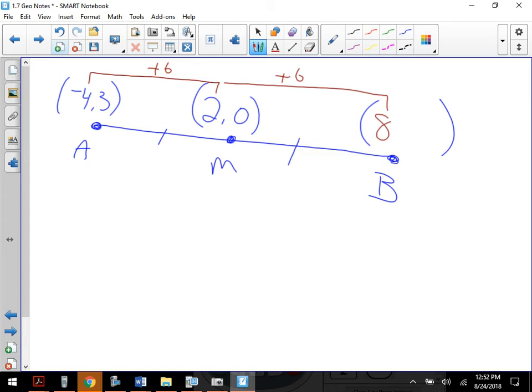All I'm doing is counting. Okay. To go from 3 to 0, do you go up or down? How many? 3. What's 3 less than 0? There's your endpoint.